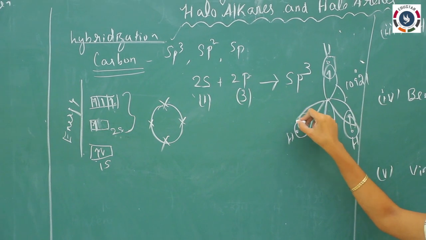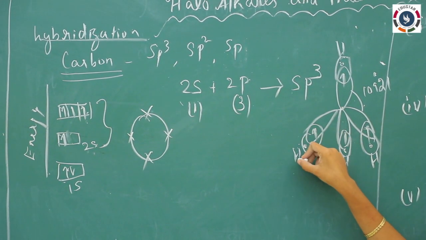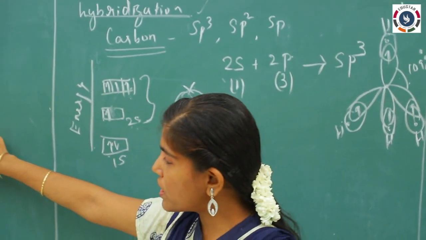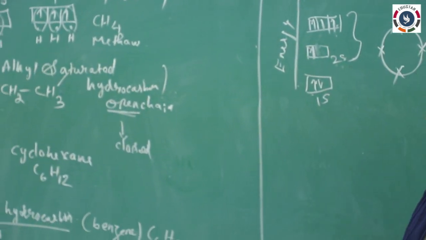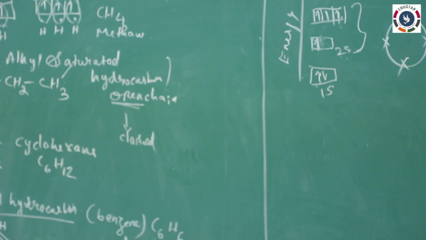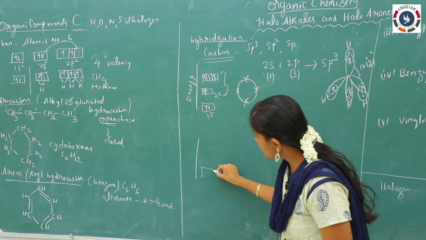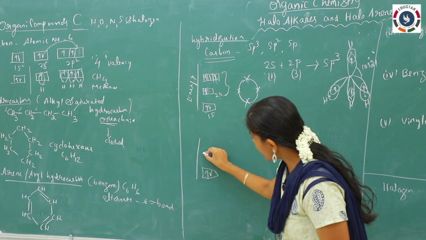This SP3 hybridization is actually seen in open chain, closed chain. Okay. Now, moving to the SP2 hybridization. So, how does this SP2 hybridization start? I am drawing the same energy diagram.